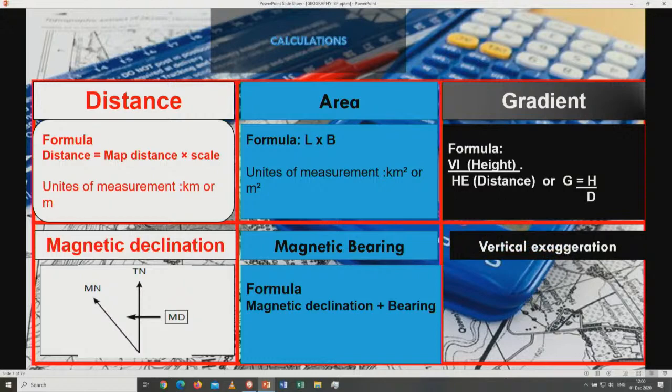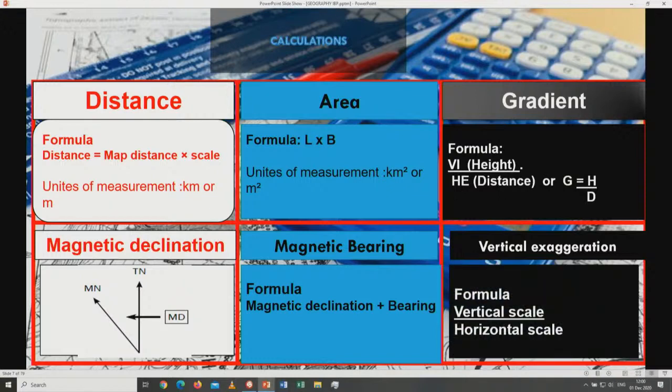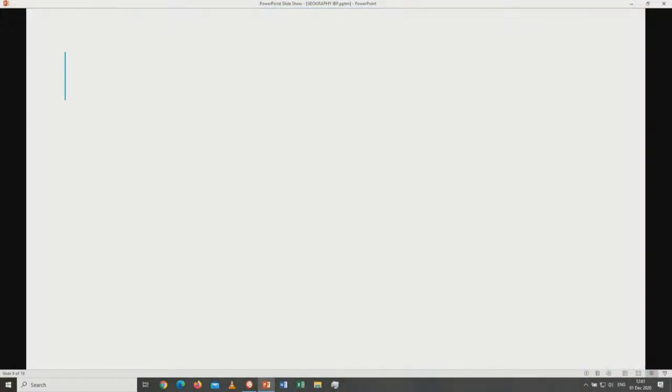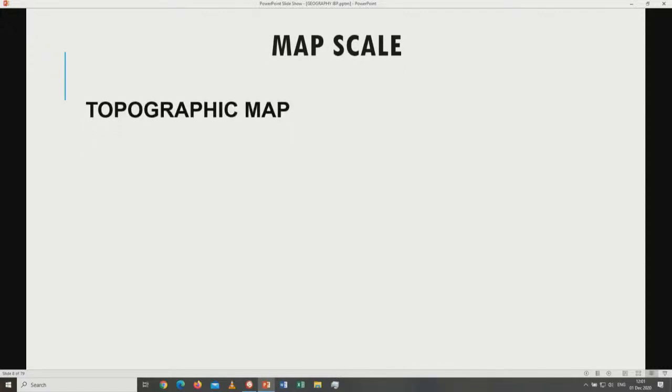Now the vertical exaggeration, grade 12, the formula there says vertical scale over horizontal scale. Alright, grade 12. This is the summary of all your calculations. Now the first thing that we need to understand when it comes to calculations, grade 12, is that we need to know the scale of the map.